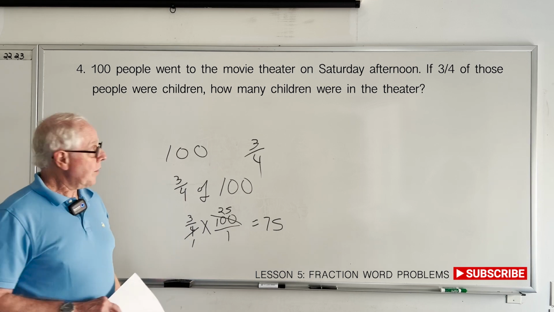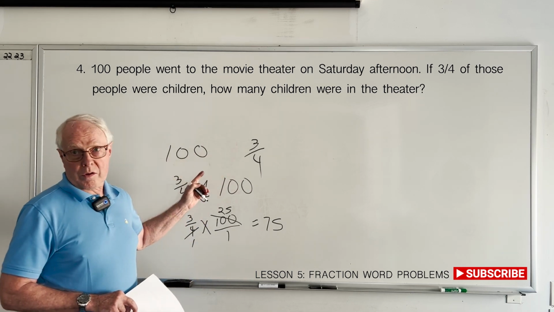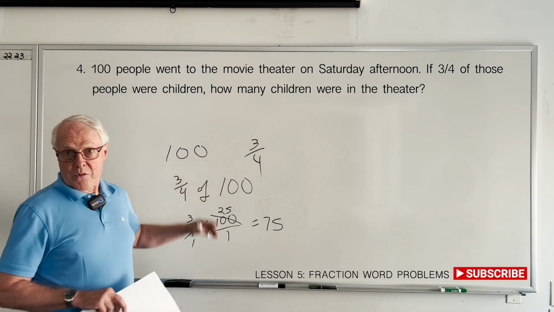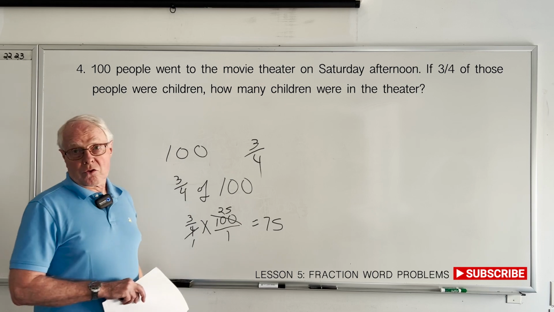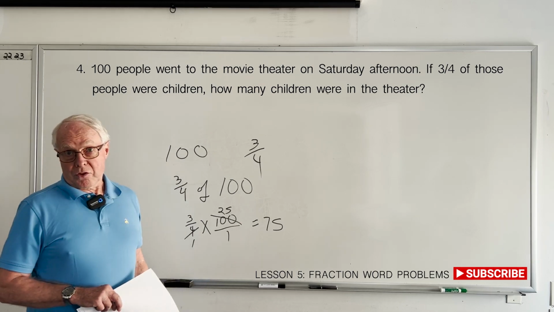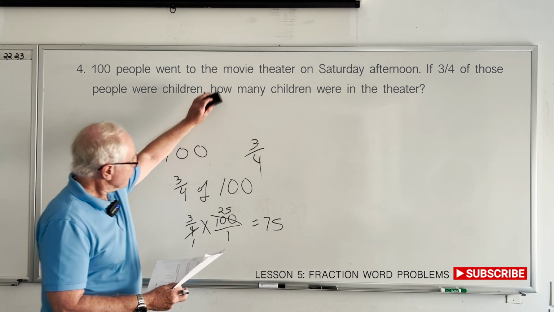75. I think you probably could have done this in your head too if you think about, well, what is 1/4 of 100? It's 25. Well, we don't want 1/4, we want 3/4. Well, if 1/4 is 25, 2/4 will be 50, 3/4 will be 75. Okay? So hopefully that helps.